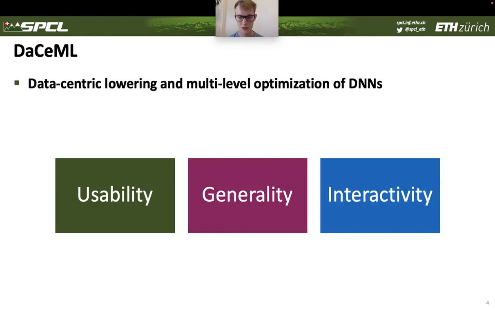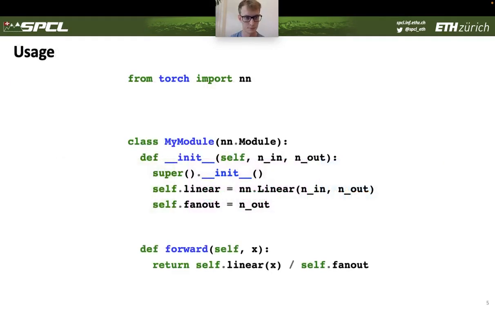And finally, JSONML has very powerful interactivity features that allow you to unpack the compiler black box and tune and understand your workloads the way you like. So how do you actually use it then? Here's an example PyTorch module. For those that are not aware, this is a rather simple one. This is just a linear layer here, so this is effectively a matrix multiplication.